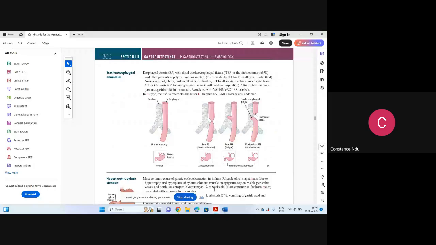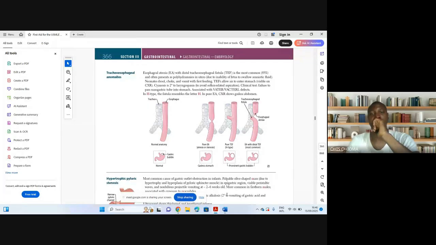Yeah. Okay. So this is what I was talking about. This is more like a pure esophageal atresia, and then this is the H type, and then this is the esophageal atresia with the TEF, right? The most common type basically is this. This is the most common type. That was what I was trying to tell you guys. This is the most common type that you need to know.